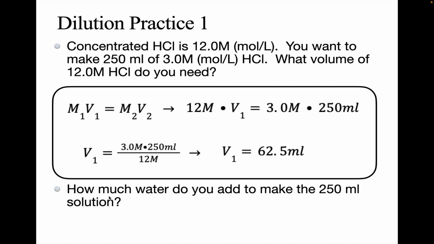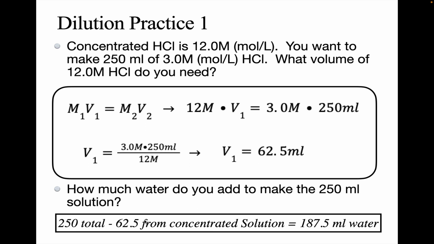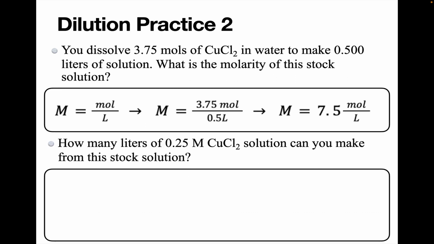So to get the water, what we want to do is take the total volume minus the volume of the concentrated. That tells us how much water we're going to need, okay? So the total is 250, or V2, so V2 minus V1 gives us our water, okay?